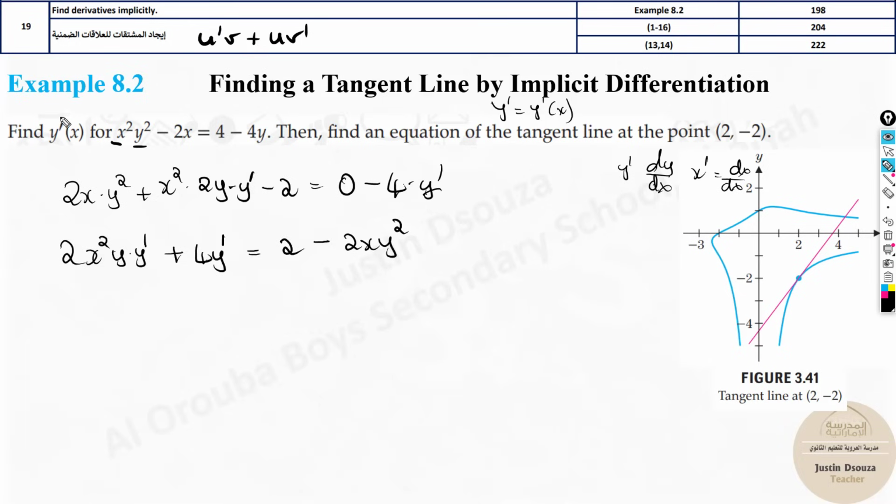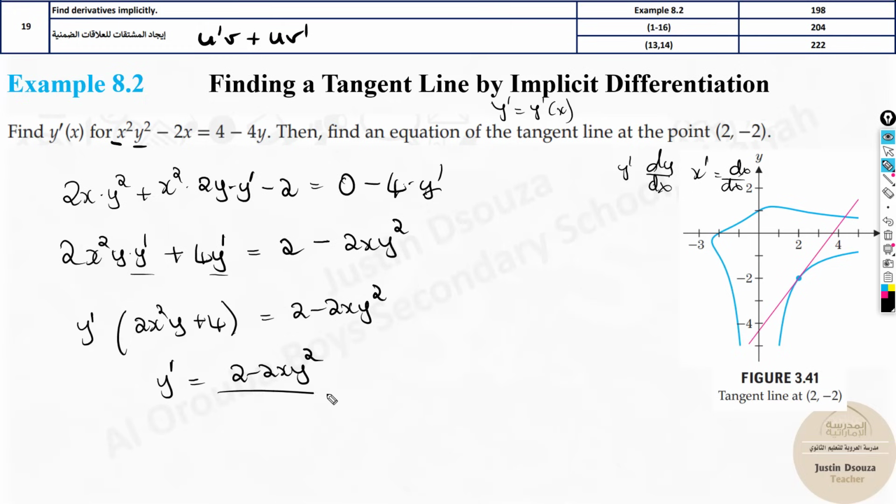You are supposed to find y dash. So let's take this common out, this and this. If you take this common out, what's remaining? Remaining is 2x squared y plus 4, that is equal to 2 minus 2xy squared. Now take this to the other side, it will be y dash equals 2 minus 2xy squared divided by 2x squared y plus 4. This is y dash of x. This is the answer.